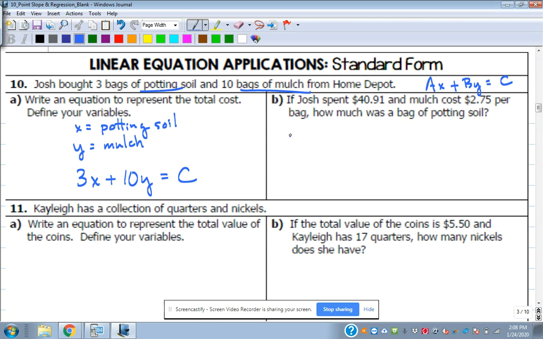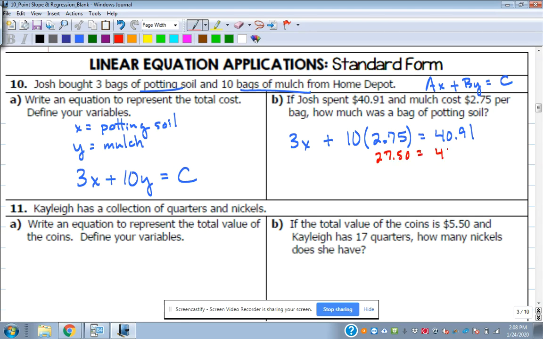So what we're going to do in our equation is X is the potting soil. That's what we're looking for. And what are we going to put in the place of Y? $2.75, because that's how much they said the mulch was per bag. And then in the place of the C, we're going to put the $40.91, the total that they said it made. And then we're going to work that out.